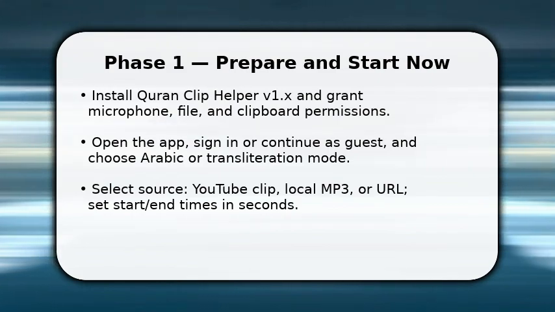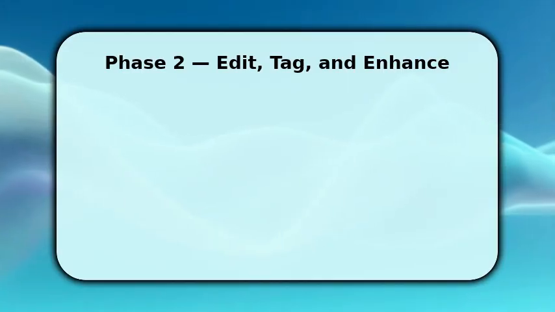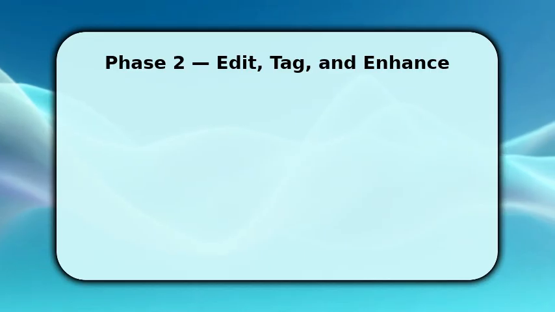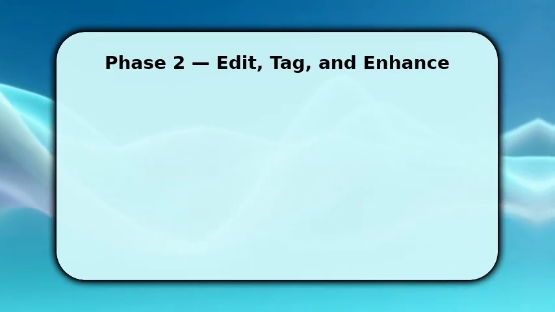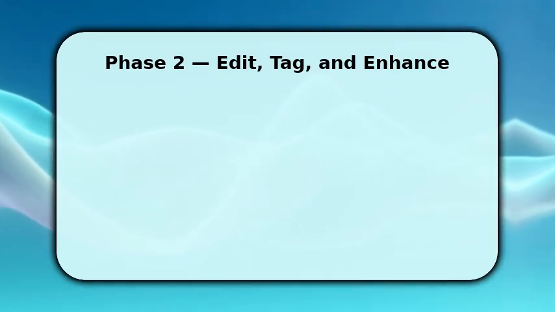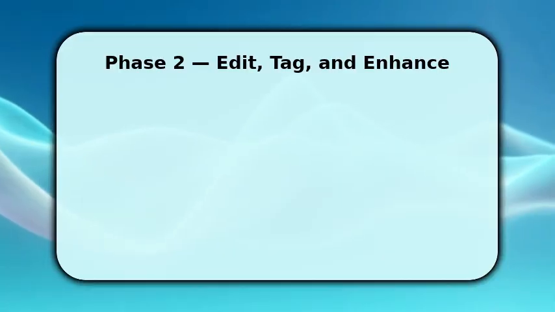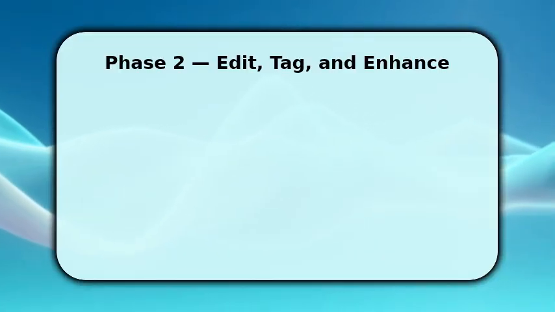You now perform the core editing. Use waveform zoom to trim precisely and snap to word markers for clean starts. Apply noise reduction and normalize levels to about -3 dB so playback is even across devices, and add a subtle fade-in or fade-out to avoid clicks.